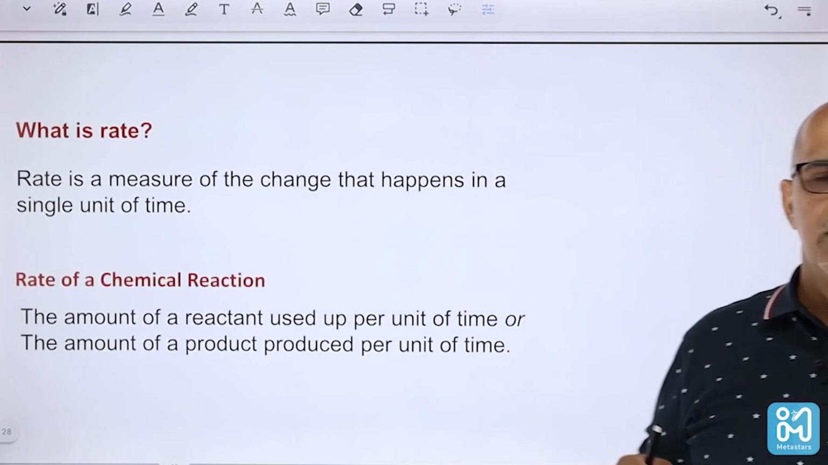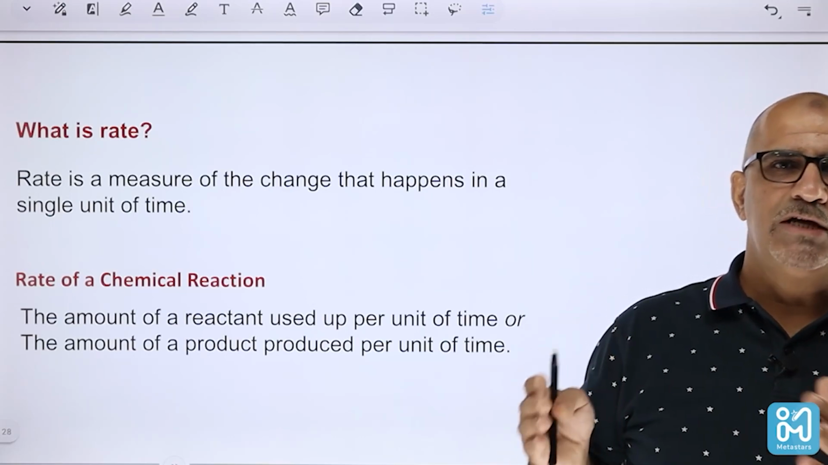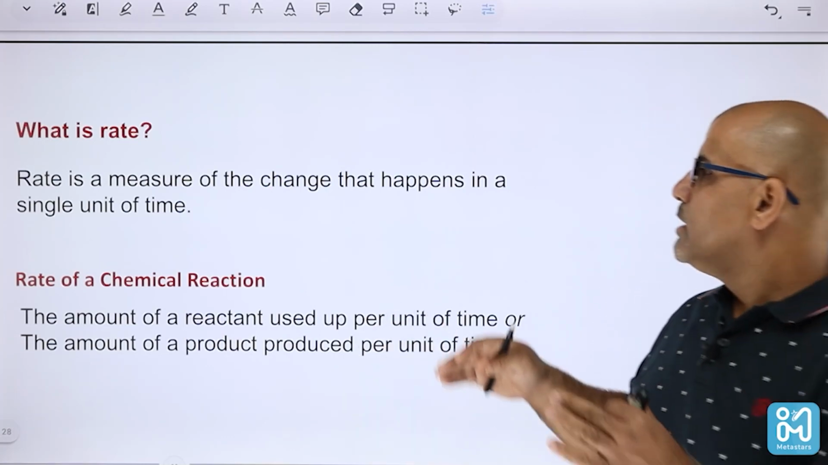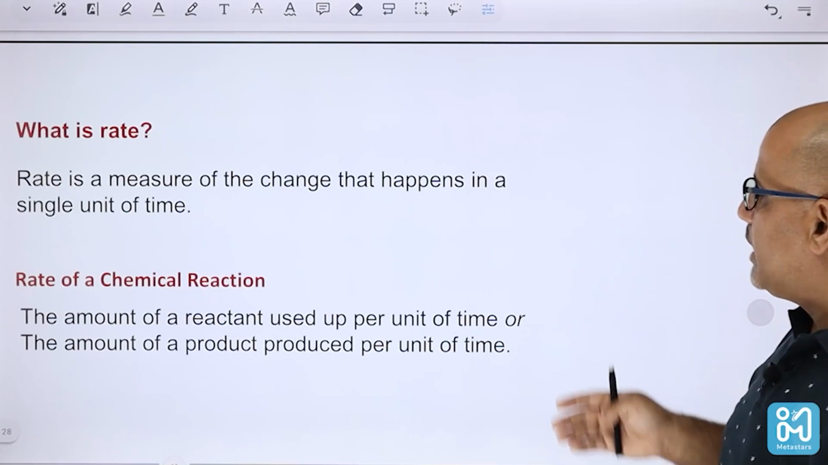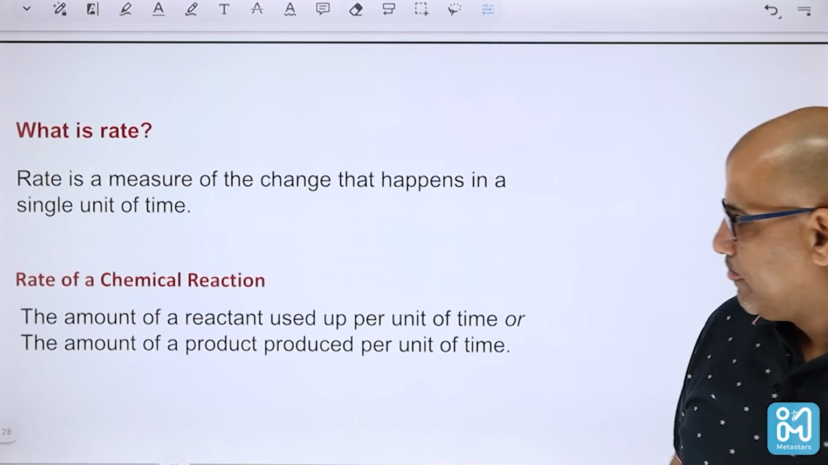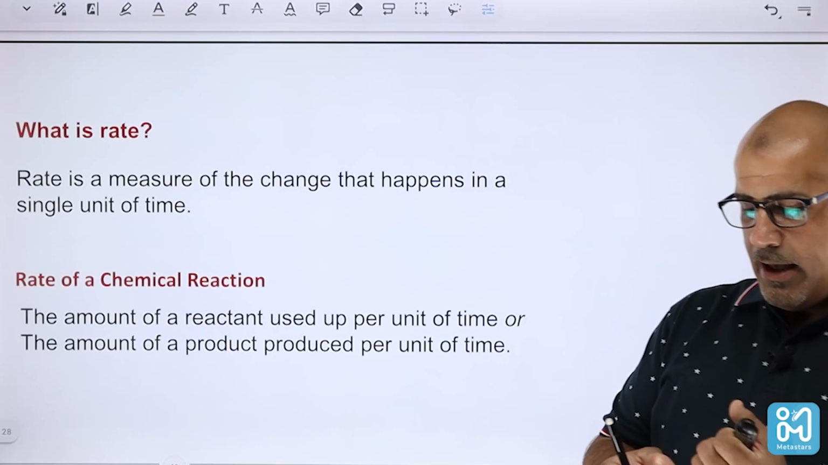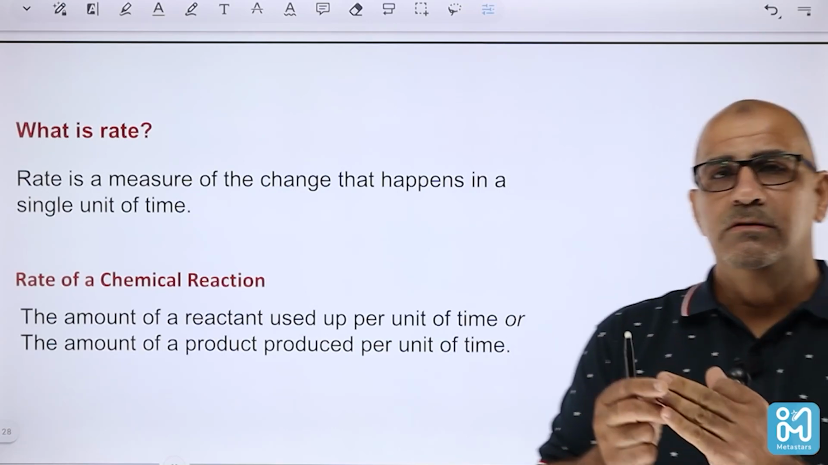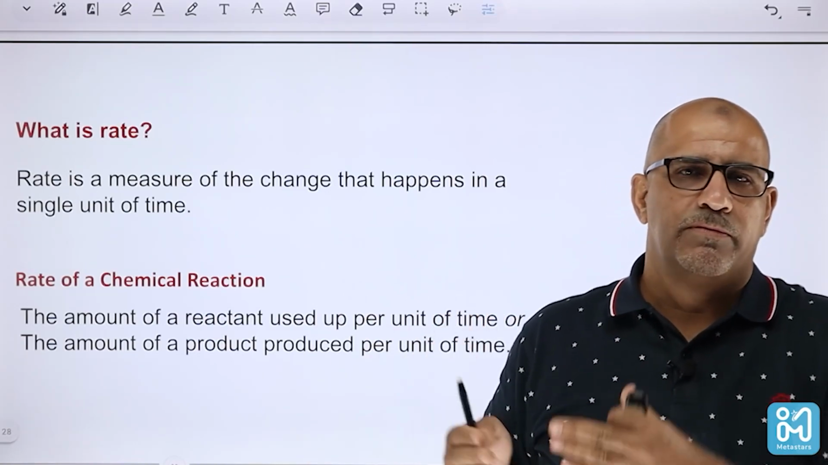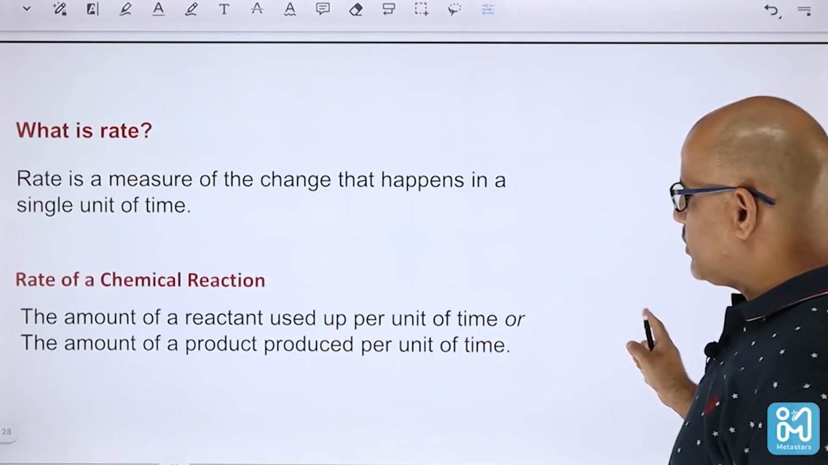First of all, what's the rate? If I ask you this question, the rate is the measurement of the change that takes place per unit time. So the rate is the measure of the change that happens in a single unit of time. For the rate of a chemical reaction, in chemical reactions we have reactants and products. So we measure the consumption of reactants per unit time or the production of products per unit time.